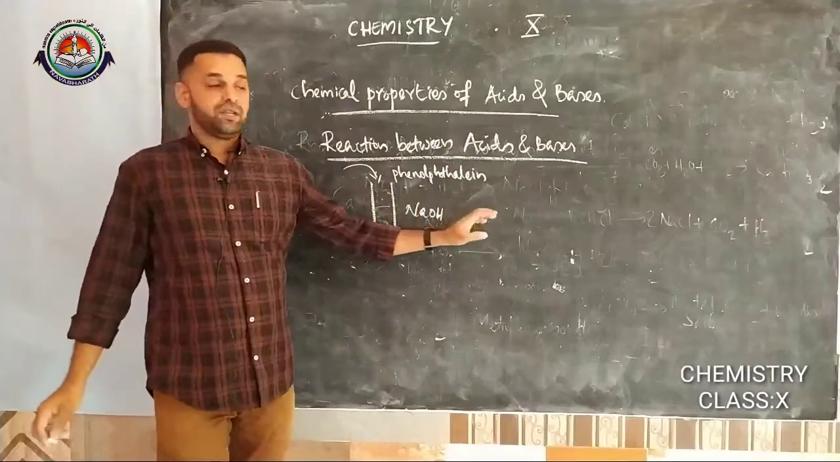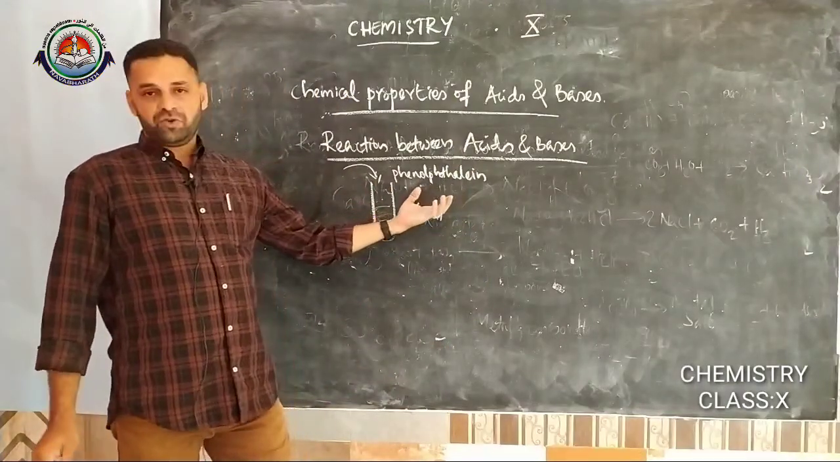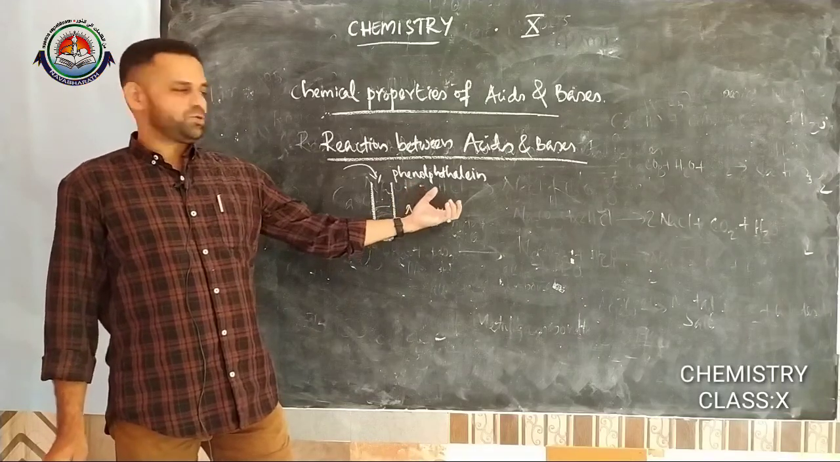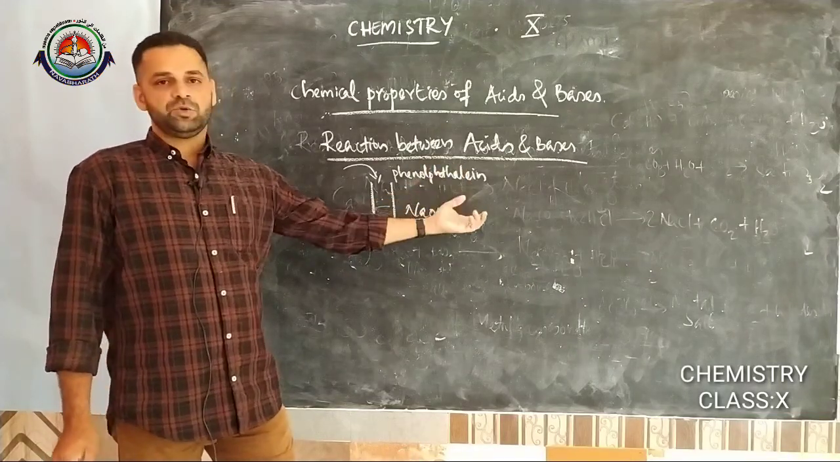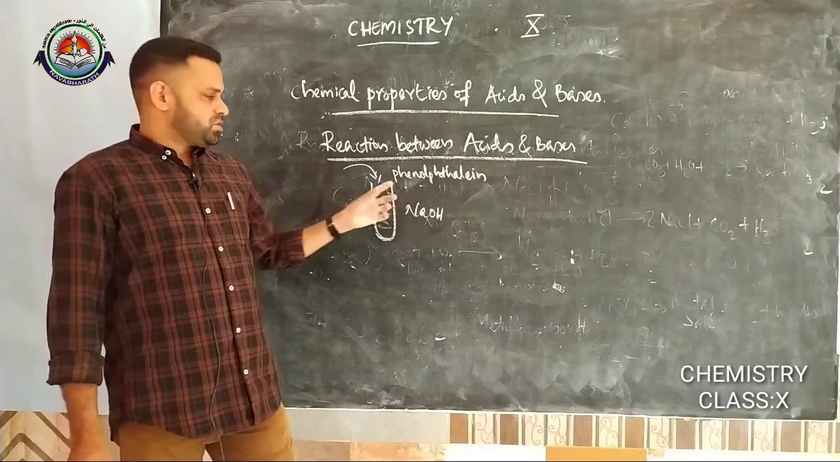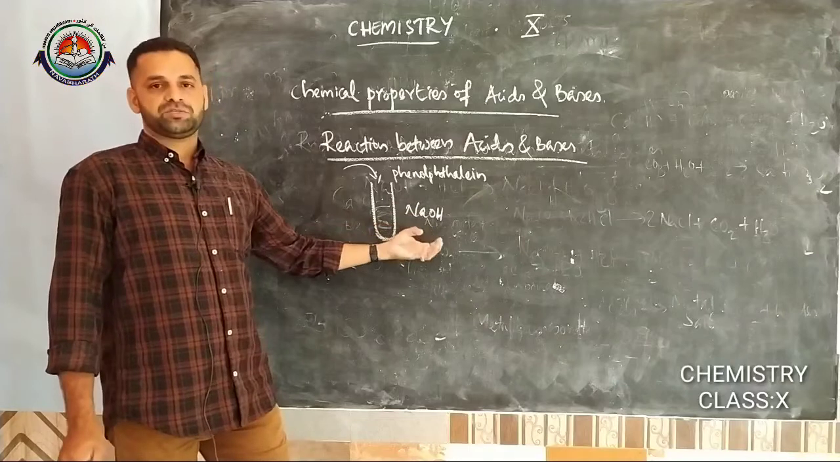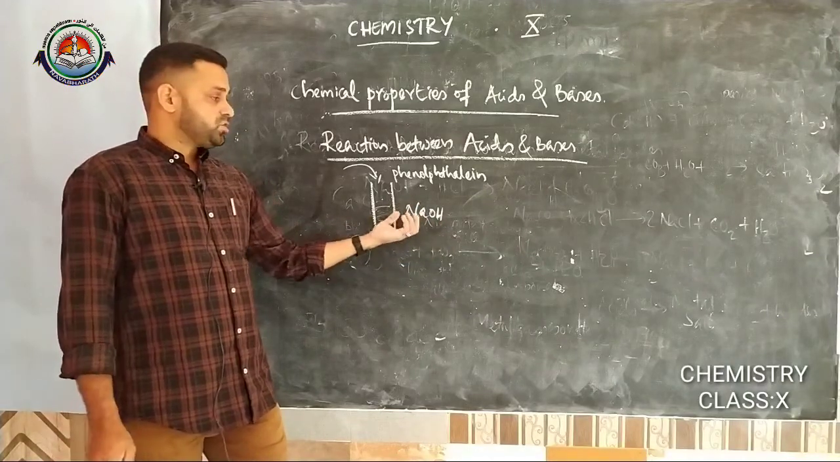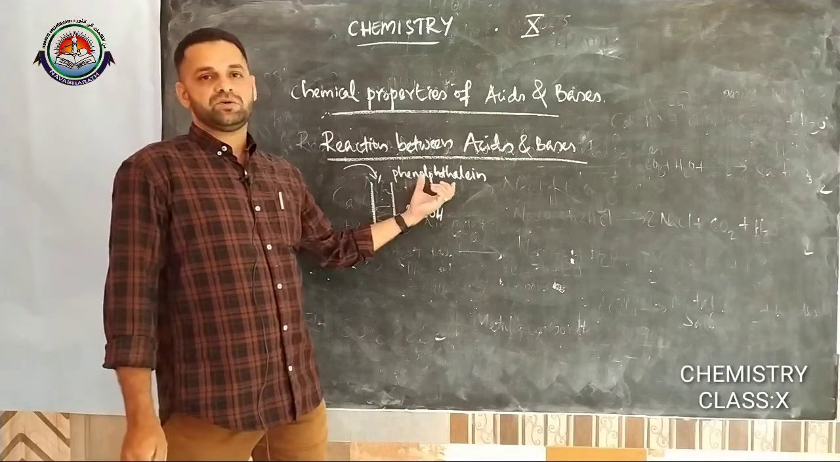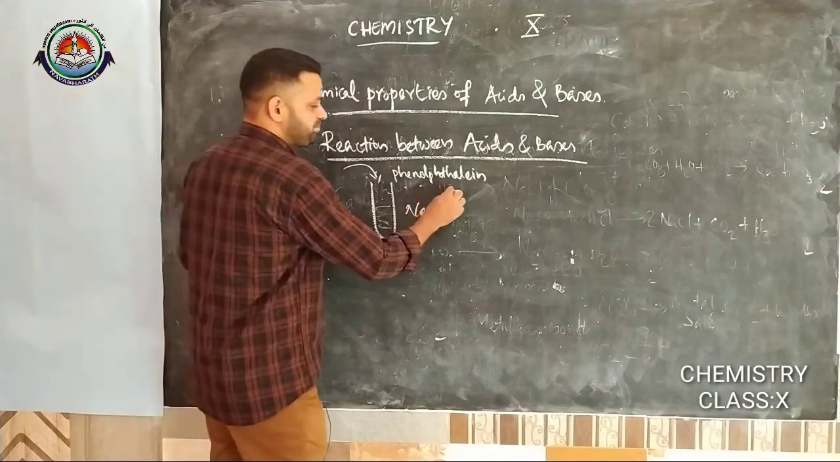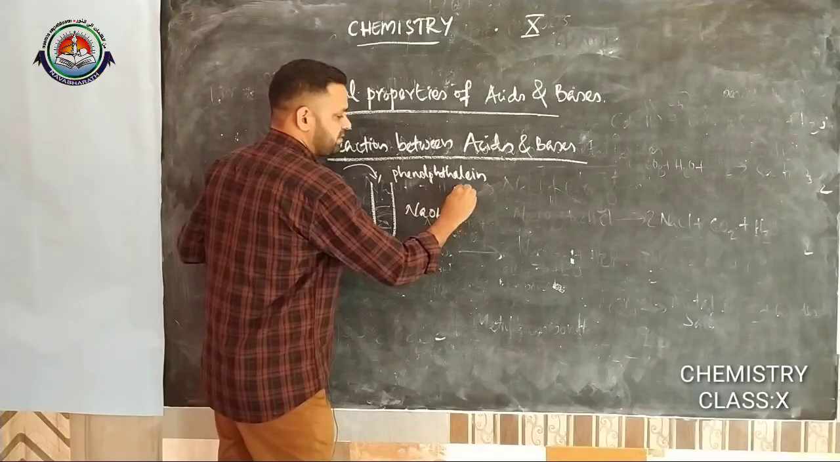We know phenolphthalein, what is the color of phenolphthalein in neutral stage? That is a colorless solution, and also in acidic solution it is colorless. So, when we add phenolphthalein into sodium hydroxide, what is sodium hydroxide? Sodium hydroxide is a base. So, in basic medium, what is the color change of phenolphthalein? That color is changed into pink.